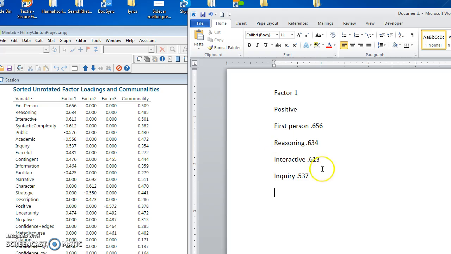So this language, at this pole of factor 1, we can say she's using I, me, and my a lot. She is reasoning, which means she's leading readers through a decision space, trying to get them to reason according to a pathway of decision making. Here she's been very interactive, meaning lots of second person, not just first person. Lots of inquiry, so she's appealing to the curiosity of her audience. We won't go below 0.537 because it's very hard to interpret more than 3 or 4 variables at once. But these are the most important ones for this pole.